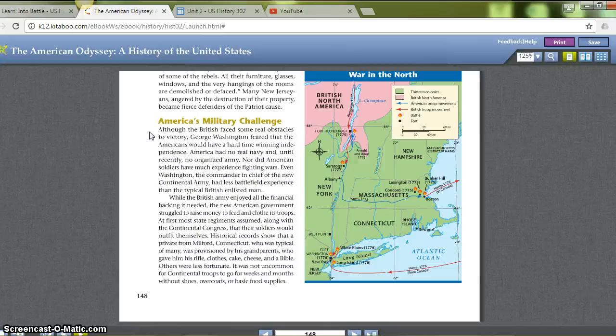While the British Army enjoyed all the financial backing it needed, the new American government struggled to raise money to feed and clothe its troops. At first, most state regiments assumed, along with the Continental Congress, that their soldiers would outfit themselves. Historical records show that a private from Milford, Connecticut, who was typical of many, was provisioned by his grandparents, who gave him his rifle, clothes, cake, cheese, and a Bible. Others were less fortunate. It was not uncommon for Continental troops to go for weeks and months without shoes, overcoats, or basic food supplies.